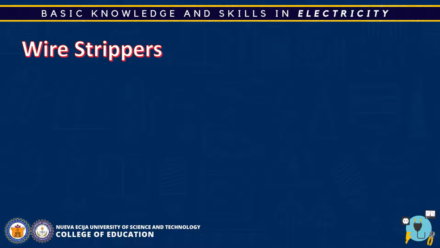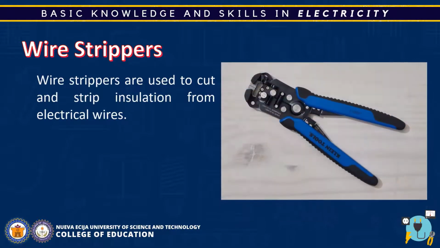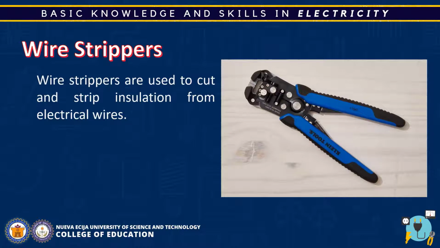Wire strippers are used to cut and strip insulation from electrical wires. It has a row of gauge holes for stripping wires of different sizes, and it usually includes cutting jaws for trimming the wire ends. Some types are combination tools that can also be used to crimp wires and strip the vinyl jacket of an NM cable.